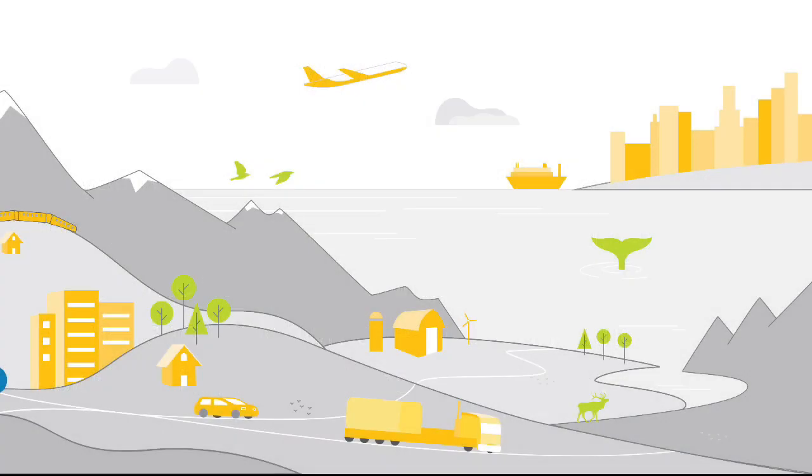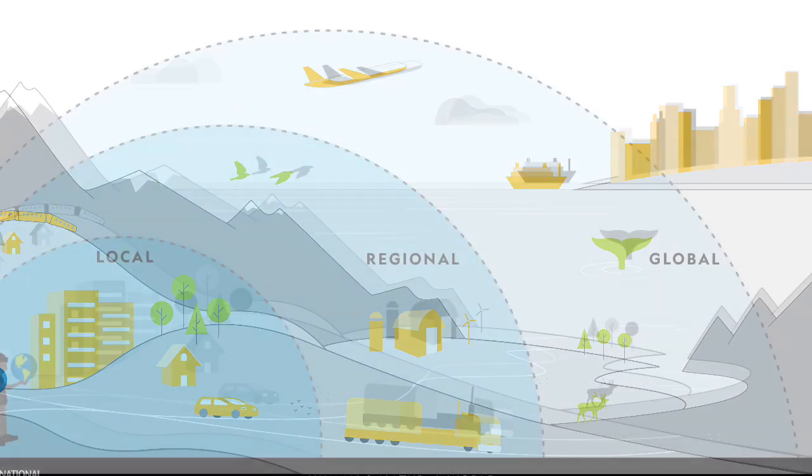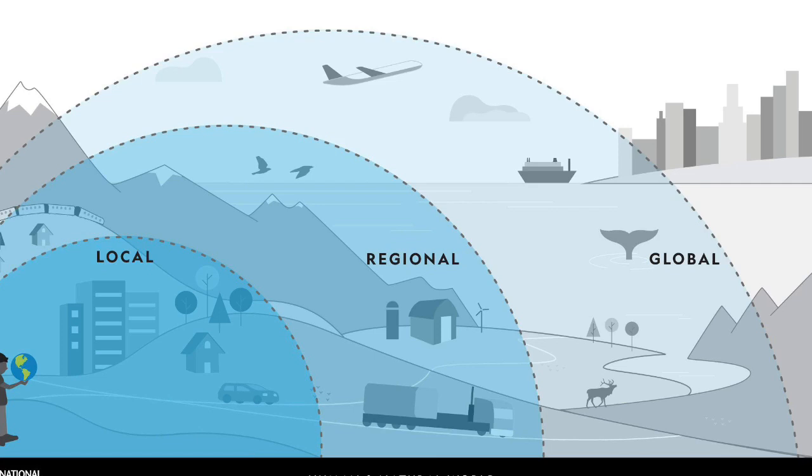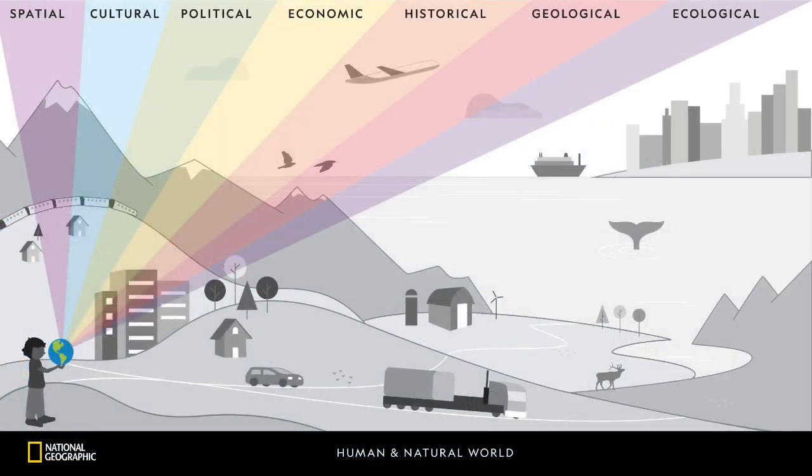For decades, National Geographic has explored the impact that the natural world and the human world have on each other. They also explore the scale impacts have on local, regional, and global levels. Another way to explore this impact is to look at the spatial, cultural, political, economic, historical, geological, and ecological perspectives as it relates to the interactions between the human world and the natural world.